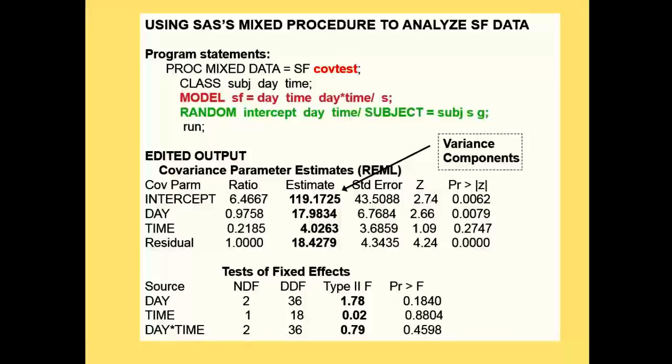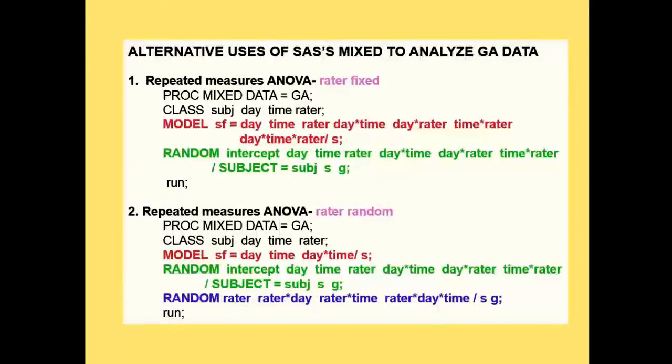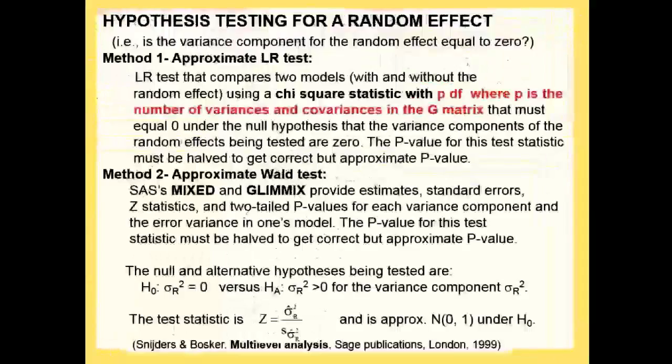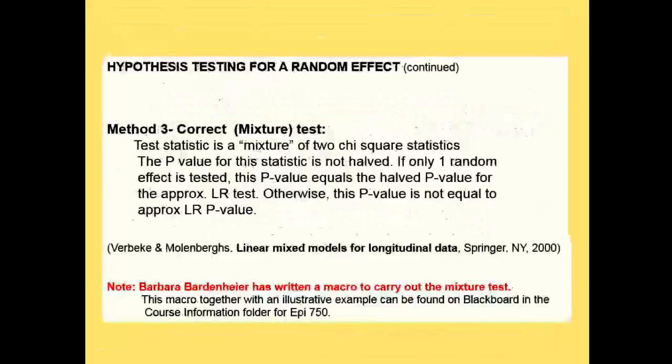There are three ways to do a test for random effects. First one is the Approximate LR Test. Second one is the Wald Test. And the best one is called the, now I've got to find the darn thing again because I'm going through this thing. The third one is called the Mixture Test.